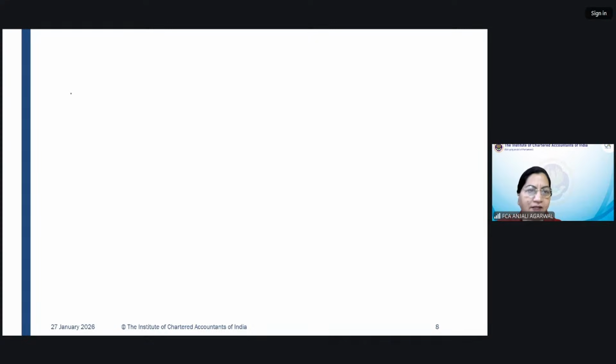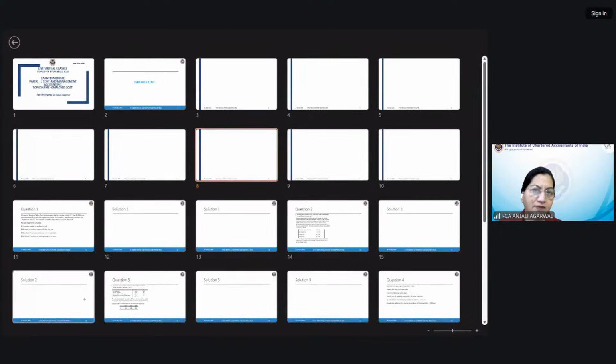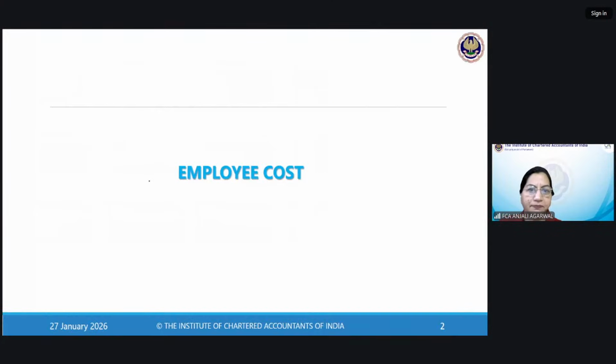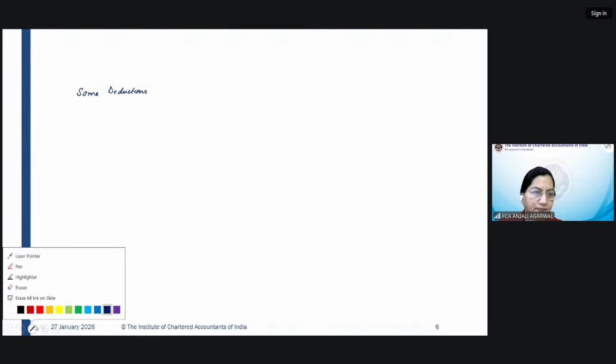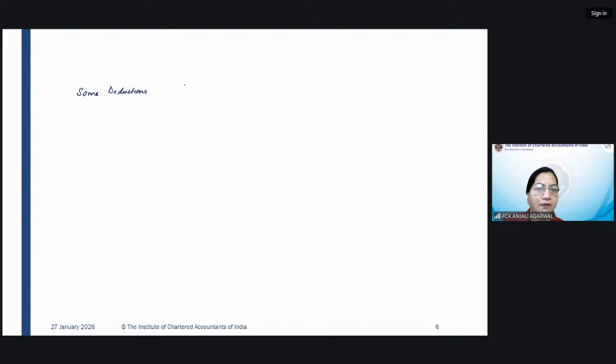So we have talked about idle time. We have talked about overtime. Third, I'll talk about some statutory deductions. You must have heard of Provident Fund. So Provident Fund is something, a saving for the workers.